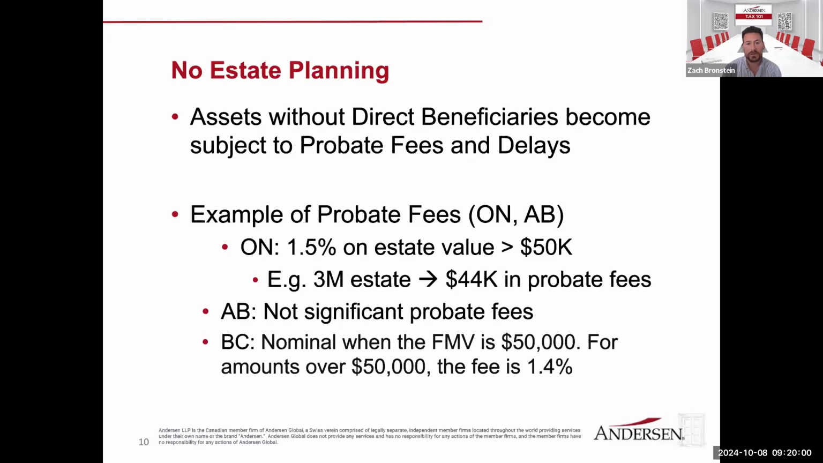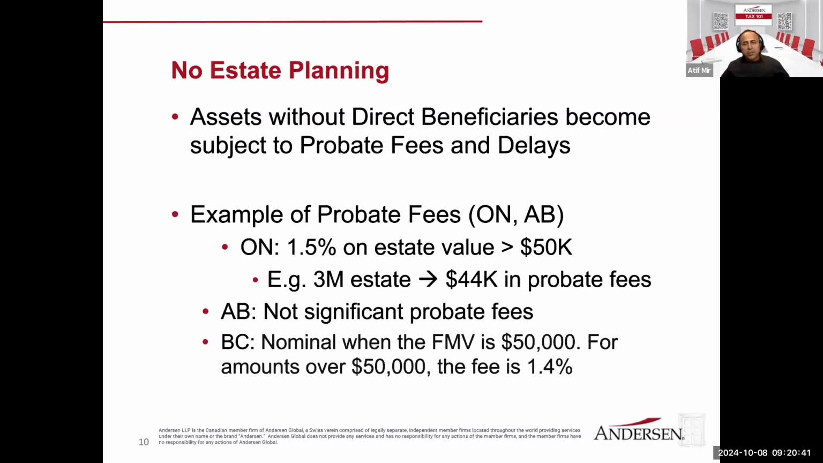So if the estate value is small, and Ontario considers a small estate less than $50,000, then there's no probate fees. But if the estate being probated has an estate value that's in excess of $50,000, the probate fee is 1.5% on the estate's value. To offer an example of what that might look like, if someone passes with a $3 million estate and their estate needs to be probated for the reasons I mentioned, then in Ontario, that would attract a $44,000 probate fee.